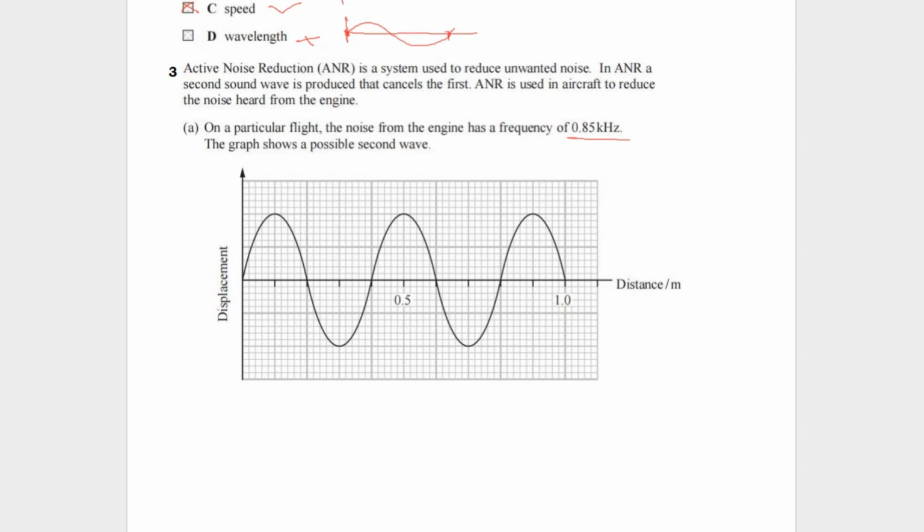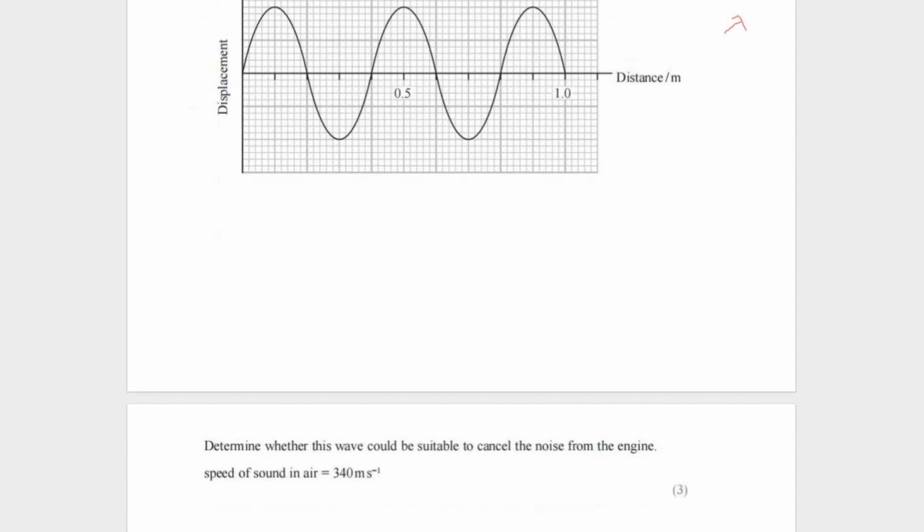So how can a wave cancel the previous wave? The wavelength must be the same, right? So we can check the question. Determine whether this wave could be suitable to cancel the noise from the engine. So it's just like an overlapping. So the wavelength must be the same.